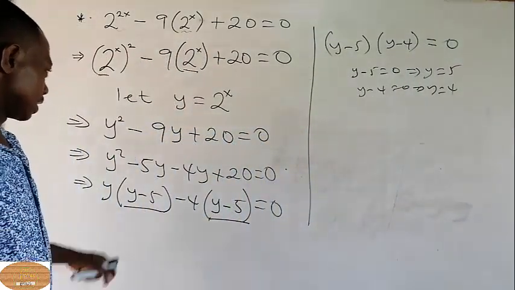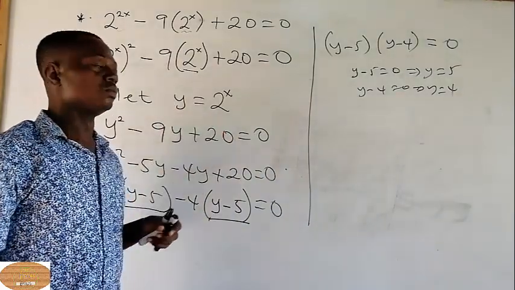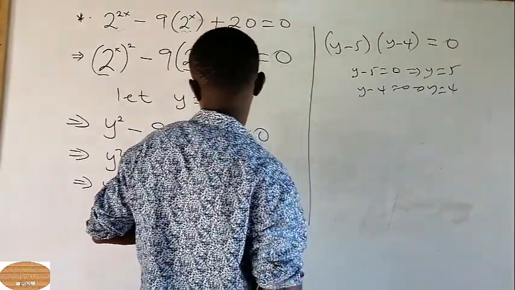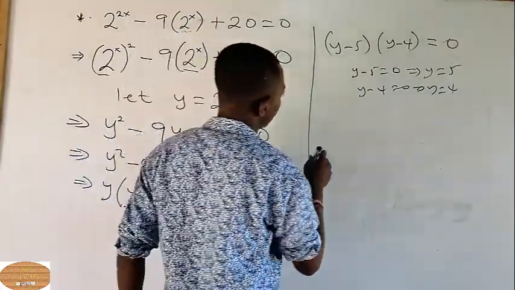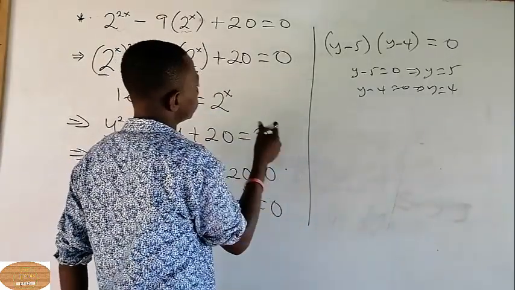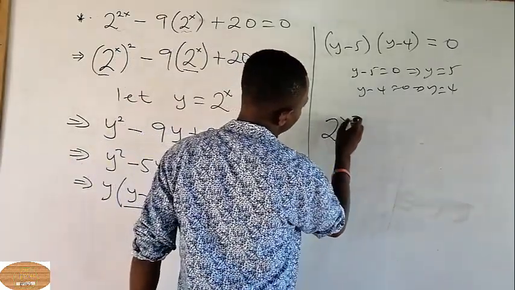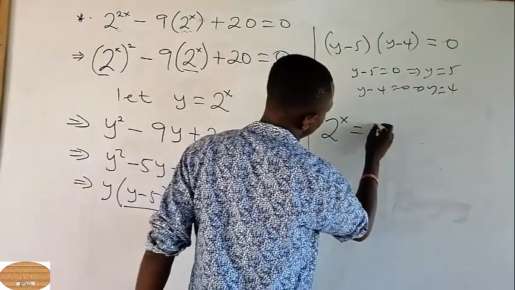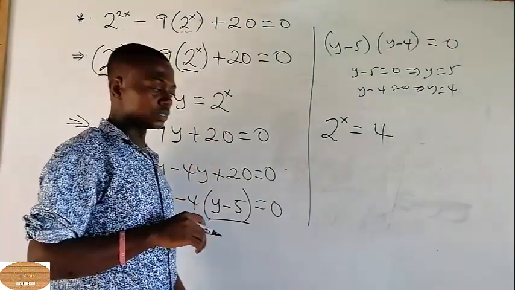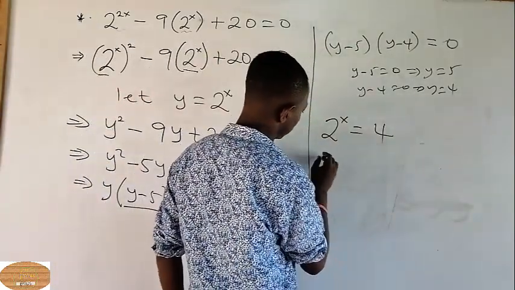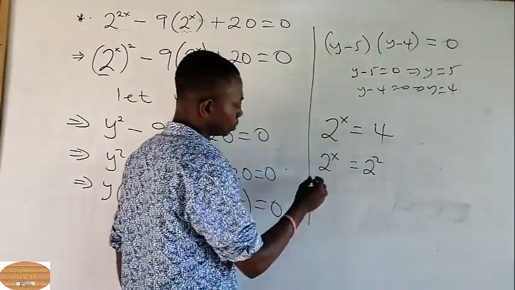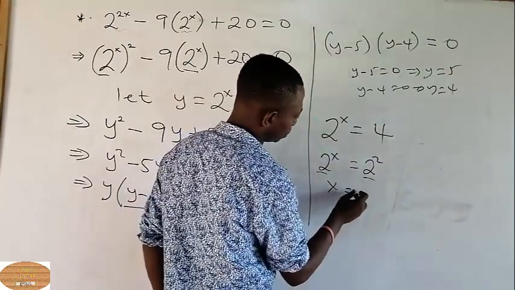Alright, so we said let y be this. We are after x, not y. So let's move on. We have y to be 5 and y to be 4. So 2 to the power x equals 4. Let's use 4. This one becomes a basic equation. 2 to the power x is the same as 2 to the power 2, so x is straight away 2.